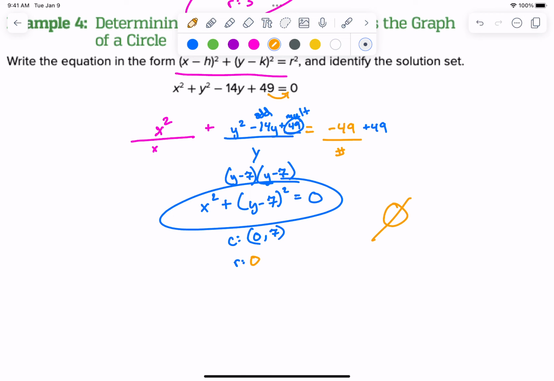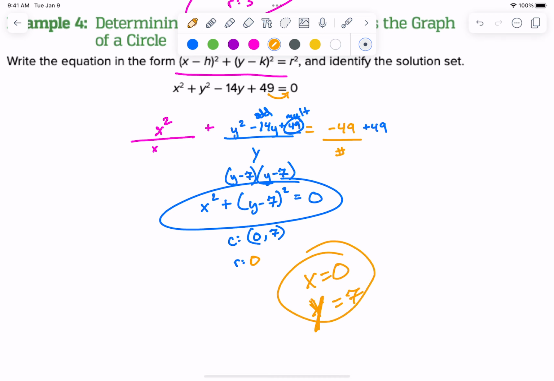He doesn't have a circle though, so I get it. X equals 0, Y equals 7 are the only two numbers that you can plug in because he has no width, right? He's not expanding out. He's just that one dot. What did you say?